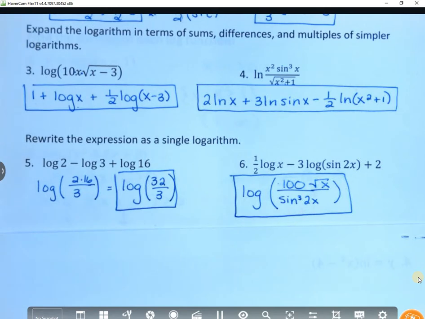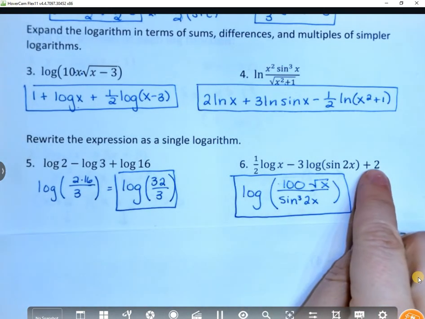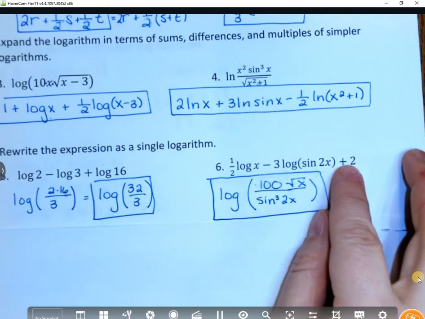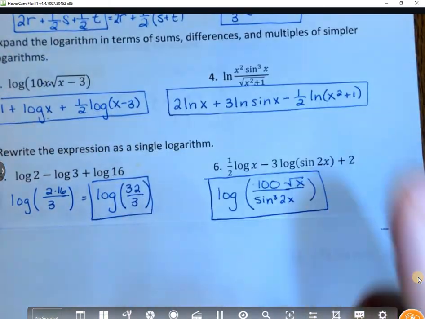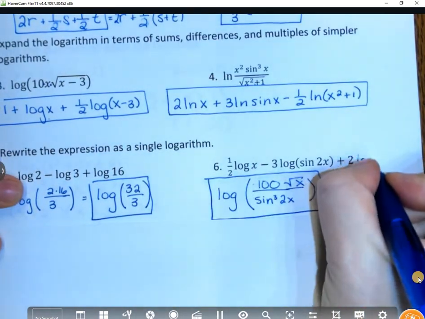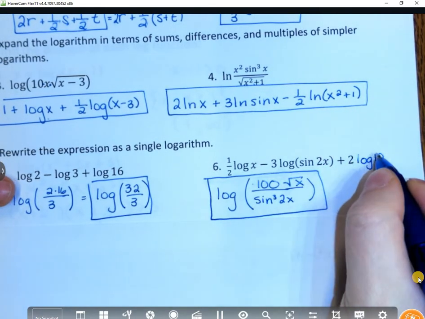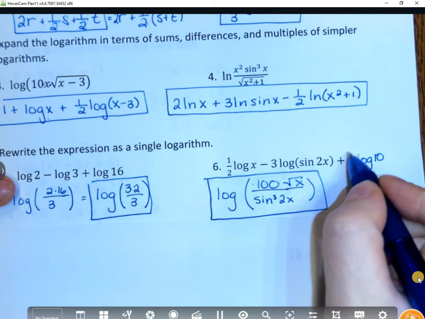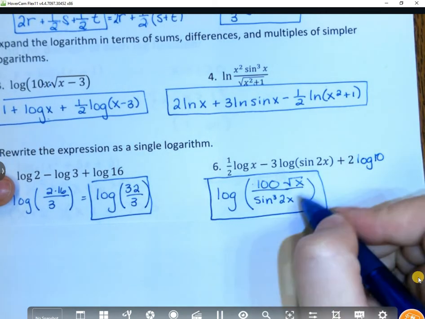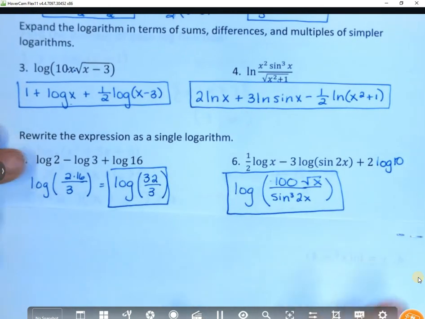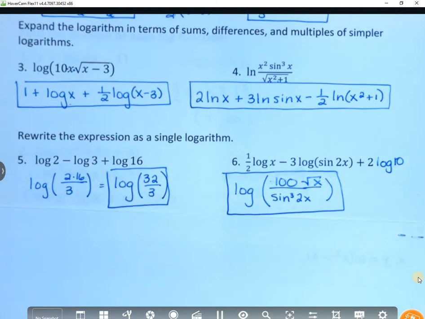Where does the 100 come from? The 100 comes from the fact that every piece has to have a log. And looking at this way, in order to get a log, I'm going to put log of 10 because log base 10 of 10 is equal to 1. And then when I bring the 2 up, 10 squared is 100. Okay.